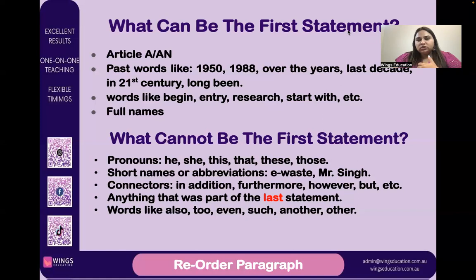Like any pronouns that you find in some sentences, like he, she, this, that, these, those. If you find them, they're also not going to be the first statements. Abbreviations are also not going to be part of the first statement most of the time, and connectors as well, like furthermore, however, but, in addition, therefore. They're also not the connectors that start your paragraph. And words, of course, which are part of the last statement thing, they're not going to be the first statement. And also words like also, to, even, such, and other.